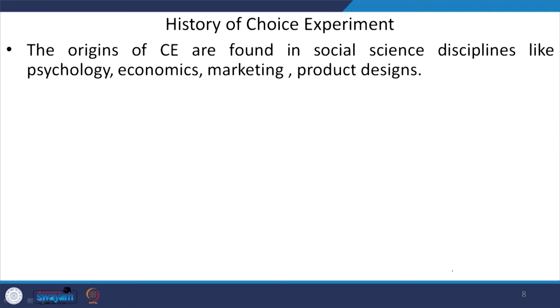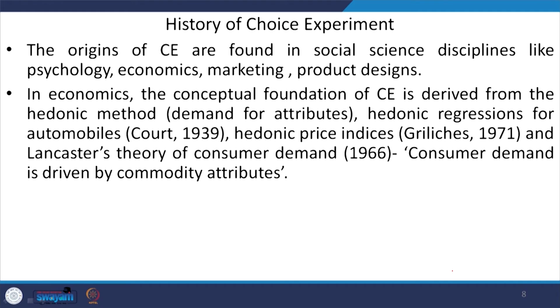So, now let us talk about the history of the choice experiment. Is it newly developed? Yes, in comparison to the contingent valuation method, it is nascent in its concept. However, the origins of the choice experiment are found in the history of the social sciences like psychology, economics, product design or marketing. We are also finding applications of the choice experiment method particularly in economics, because obviously it is a part of your environmental economics exercise. So, that is why we are focusing more on the application of choice experiments in economics.